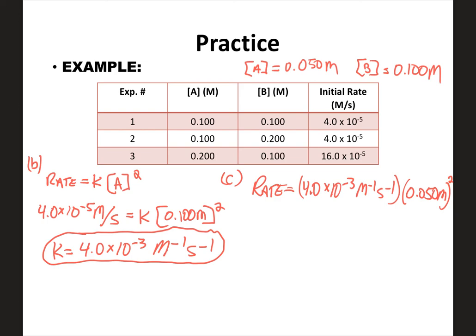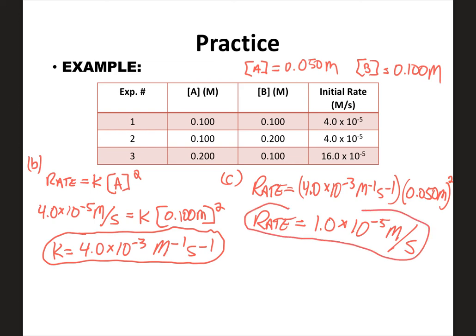So when you solve for the rate here, just do your math. Don't forget to square the concentration of A. When you do this and solve for the rate, with correct sig figs, it should come out to be 1.0 times 10 to the minus fifth molar per second. Again, if you watch your units here, you would have molar to the negative 1 second to the negative 1 times molar squared, and your units do come out to be molar per second. So pay attention to that. That's what we would expect the units to be for the rate.